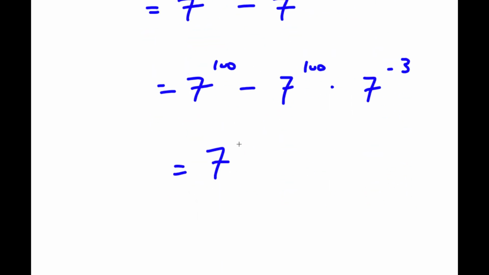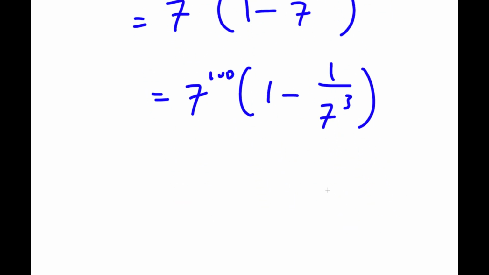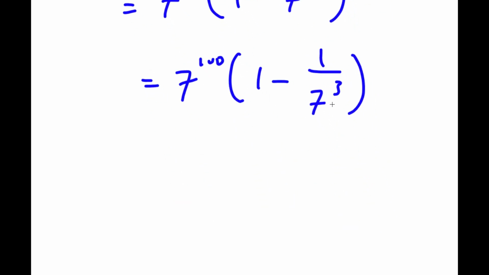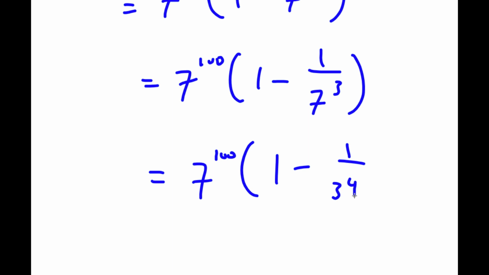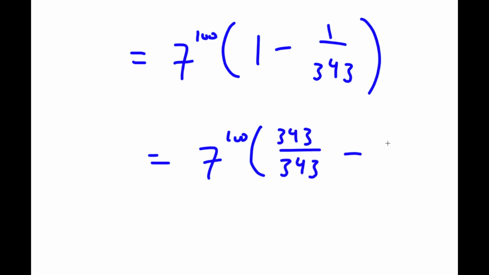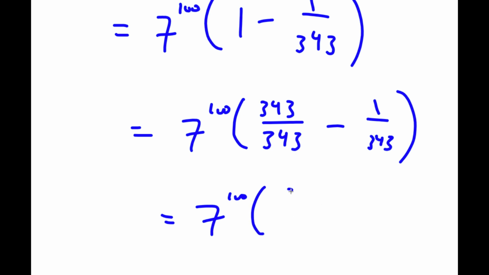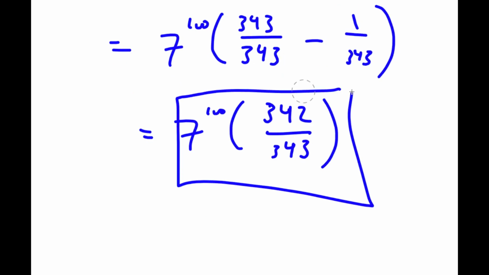So now from here, if I factor out 7 to the power of 100, I get 7 to the power of 100 times 1 minus 7 to the power of negative 3. 7 to the power of negative 3, that's the same thing as 1 over 7 to the power of 3. 7 to the power of 3, that's obviously equal to 343. So now I have 7 to the power of 100 times 1 minus 1 over 343. So now I can rewrite 1 as 343 over 343. So now I have 343 over 343 minus 1 over 343, which is simply equal to 342 over 343. So this is my answer.